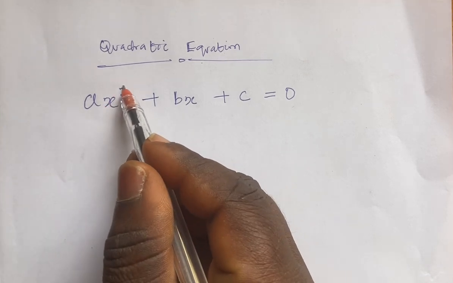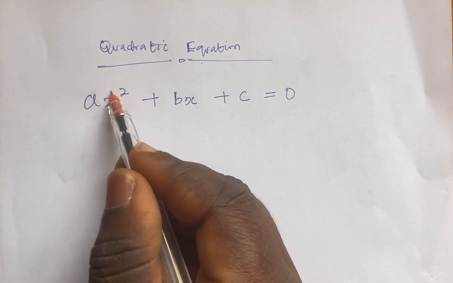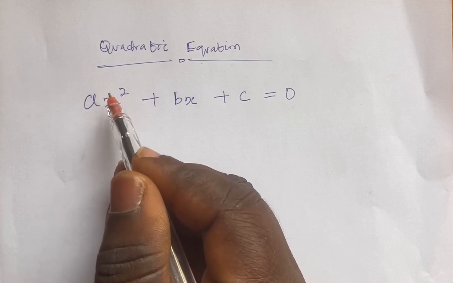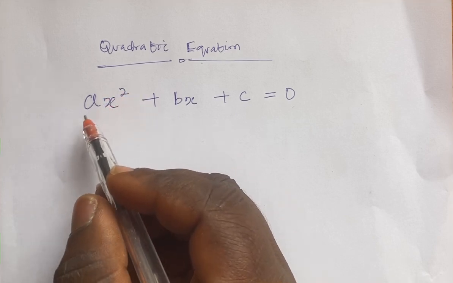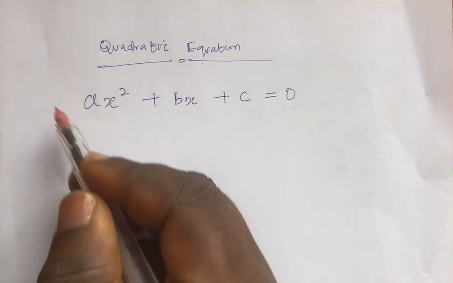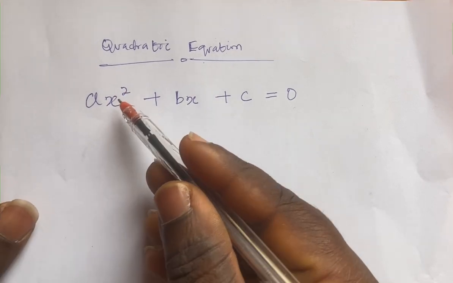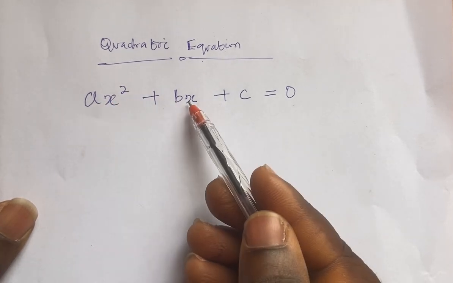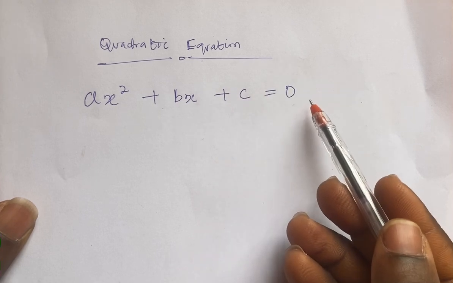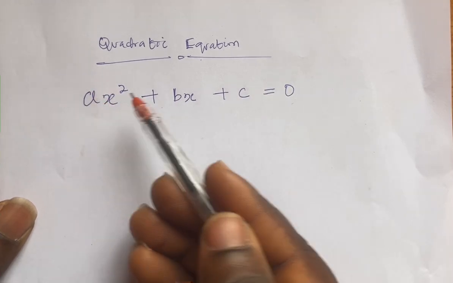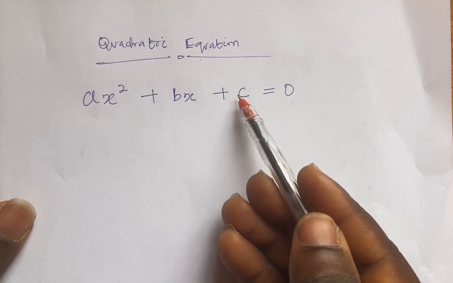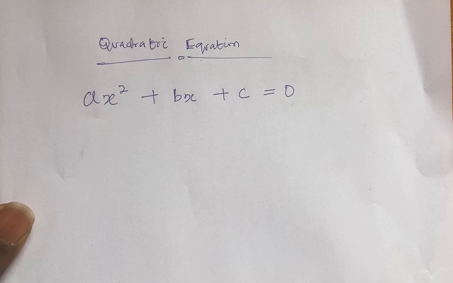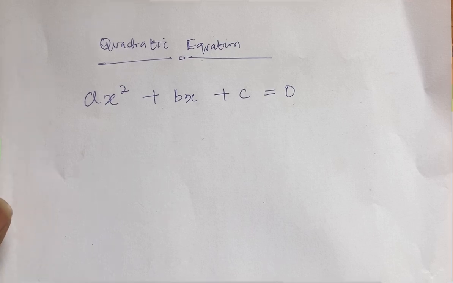If the highest power here is 3, it is no longer a quadratic equation. It is a cubic equation, so you have to take note of that. Always note that the highest power in a quadratic equation is 2. It's of the form ax squared plus bx plus c equals 0. A is the coefficient of x squared, b is the coefficient of x, and c is the constant. There are several methods of solving quadratic equations.